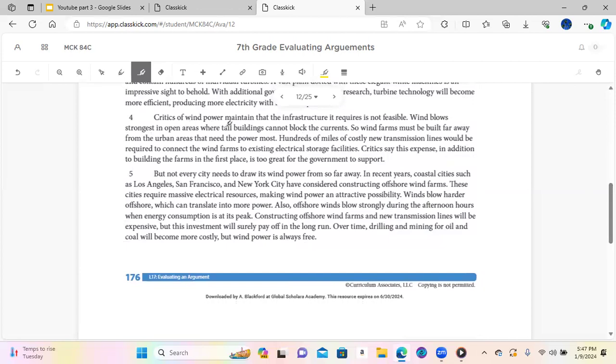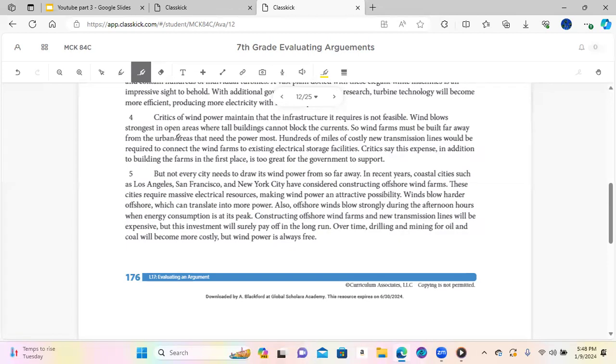Critics of wind power maintain that the infrastructure it requires is not feasible, meaning that it's not capable of being done or carried out. They might not think that they have the necessary resources to implement or to provide this infrastructure. So they are thinking it's not feasible. The wind power would not be feasible.